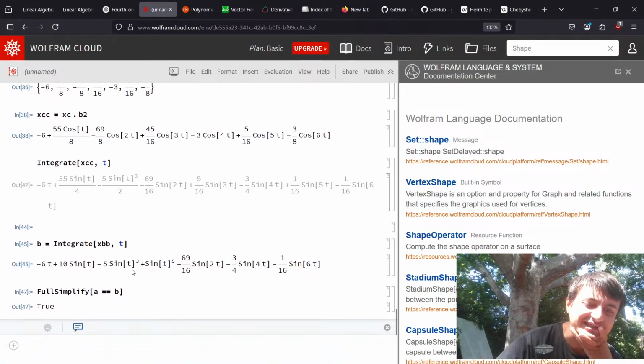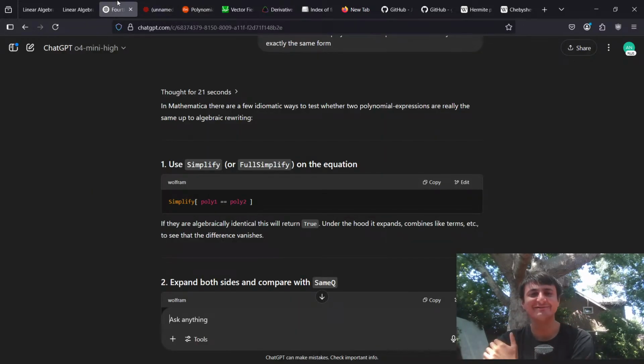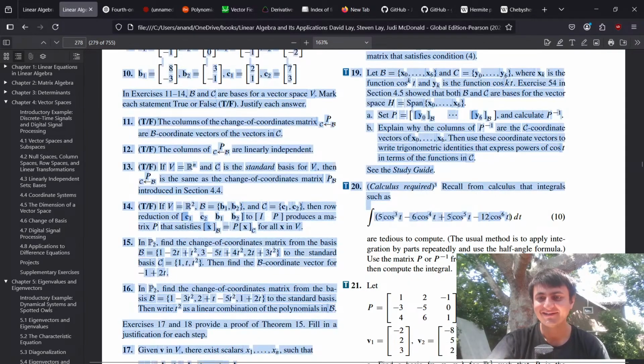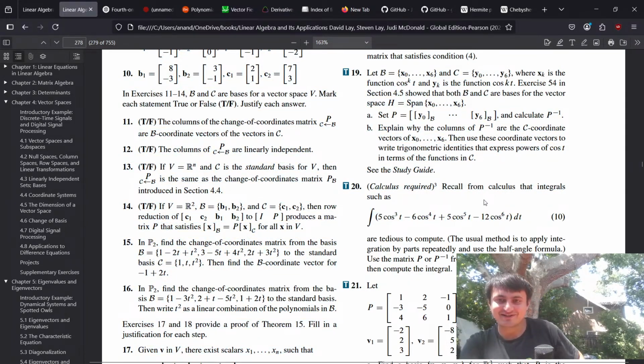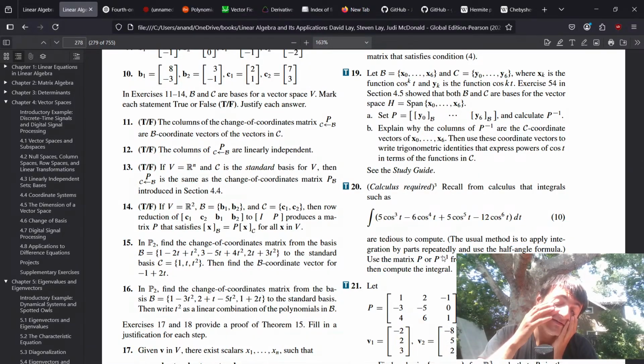That's so cool, man. Instead of having to do integration by parts like a million times, which sounds awful, you can just use this. Oh, that's so cool, man. All right, that was fun. All right, let's do 21.